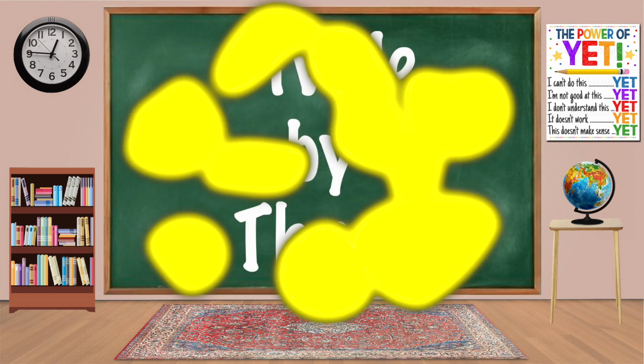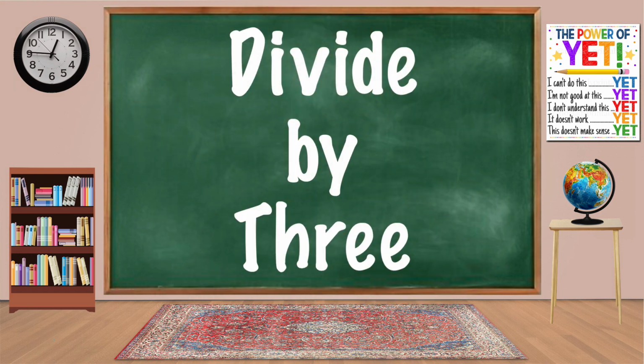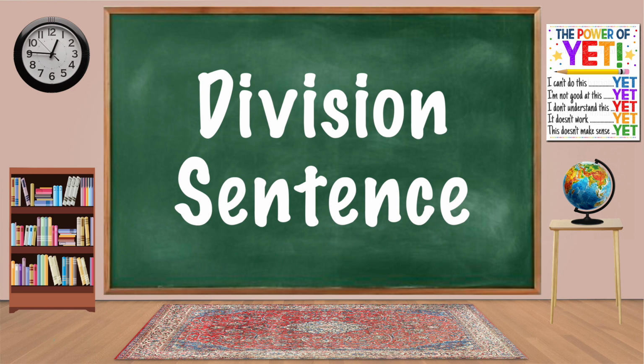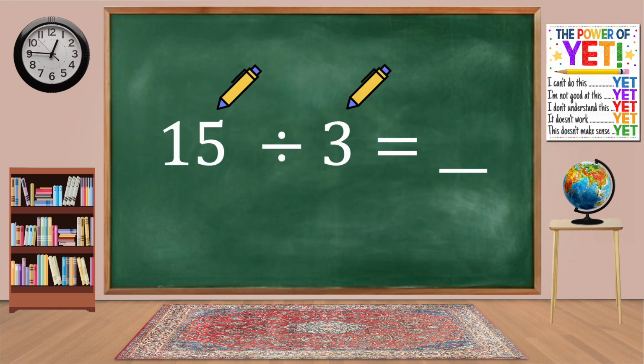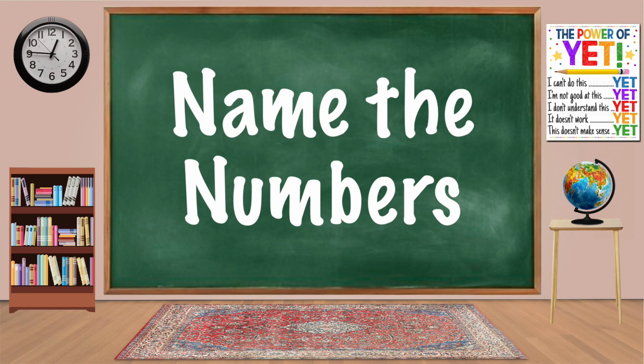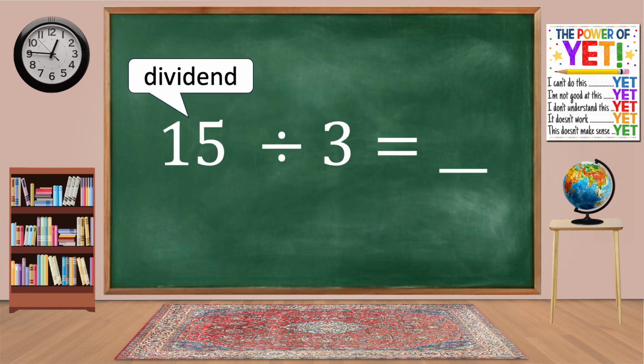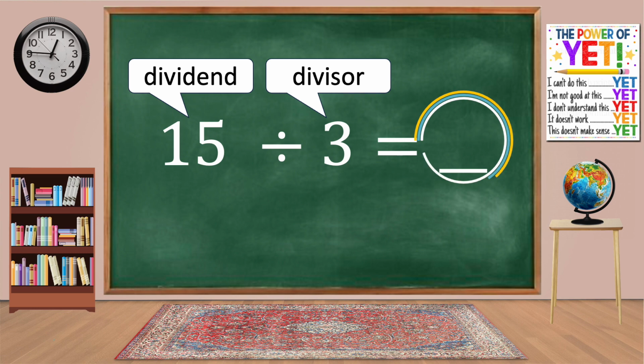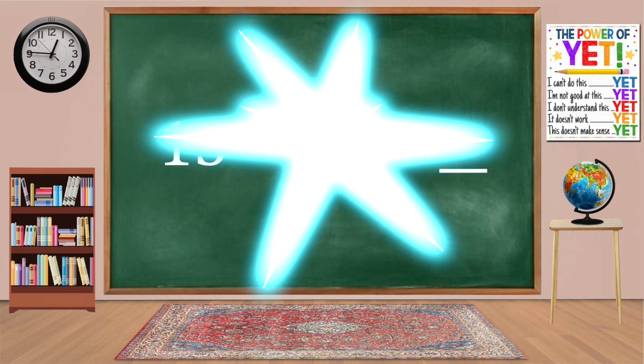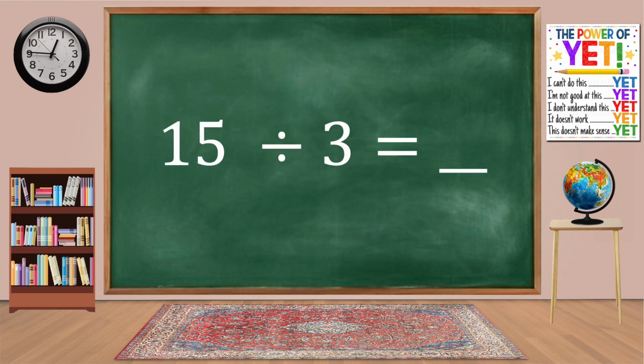Today we're going to learn how to divide by 3. Let's look at a division sentence. 15 divided by 3 equals blank. First, let's name the numbers in the division sentence. The number being divided is the dividend. The number that tells us what it is divided into is called the divisor. And the answer is the quotient. 15 divided by 3 equals what?